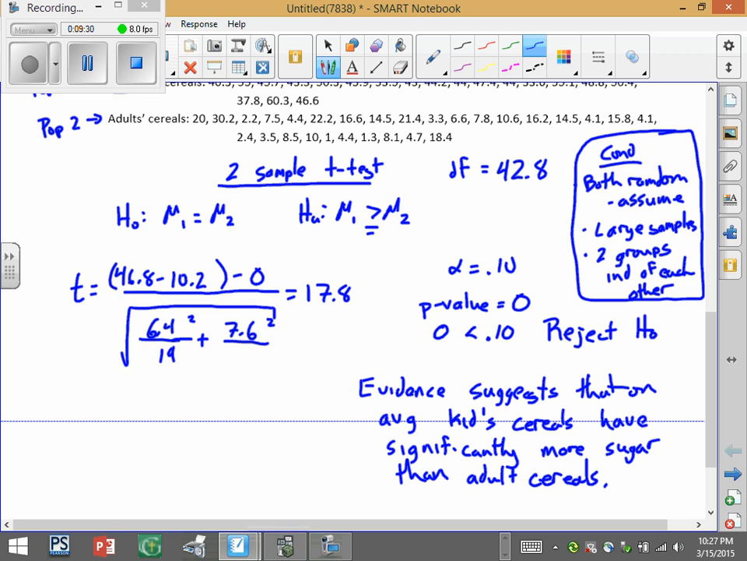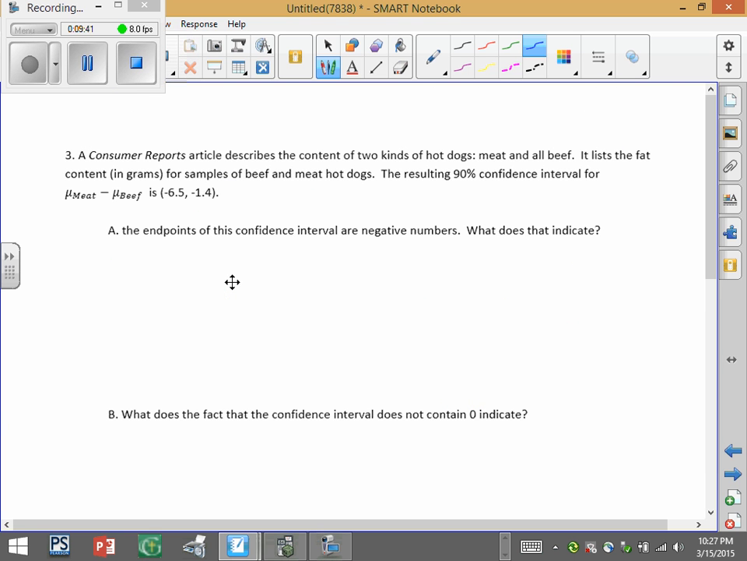So here we go. Actually, neither one of those were large enough, so we would have actually had to check normality. Easy thing to do if you just go to the histogram. On the back page, so Consumer Report articles describe the content of these. We've talked about these hot dogs already, meat and beef. They've given us a 90% confidence interval.